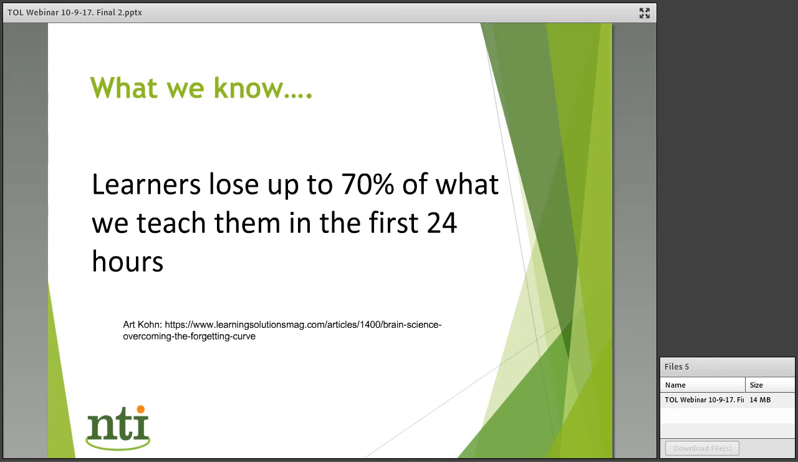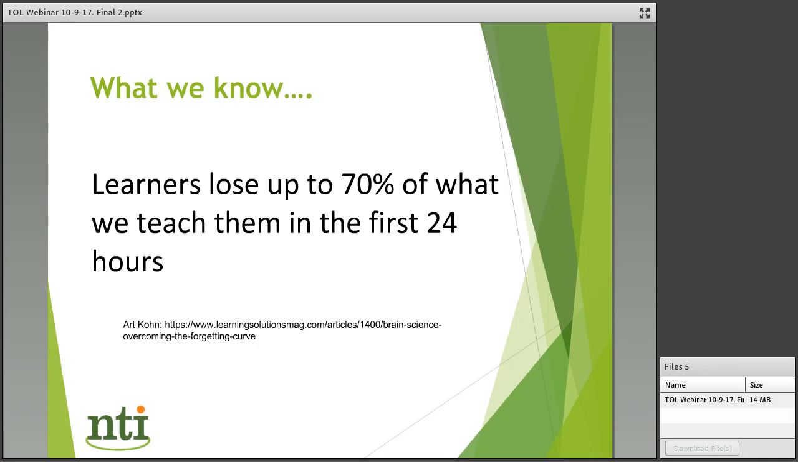So what we know from neuroscience is that the brain is actually designed to forget. The reason is that we are bombarded with so much information in our minds and learn so much every day that if we held on to everything equally, we wouldn't make sense of really anything.